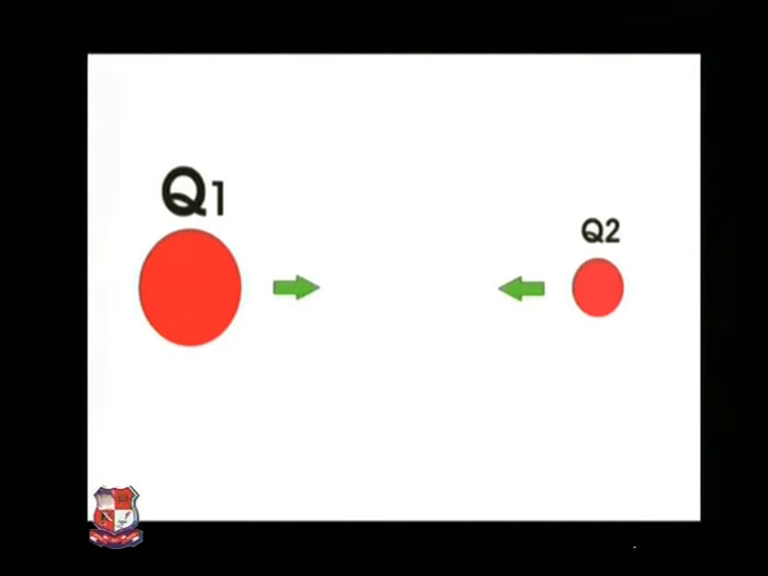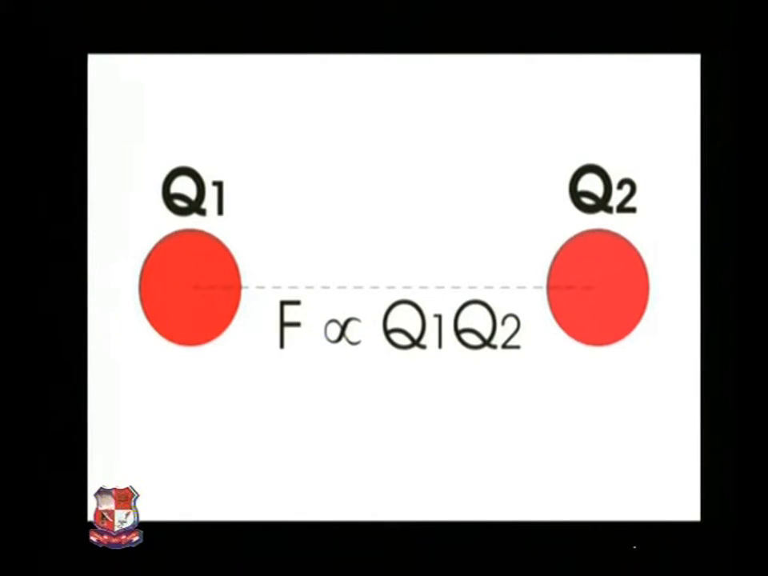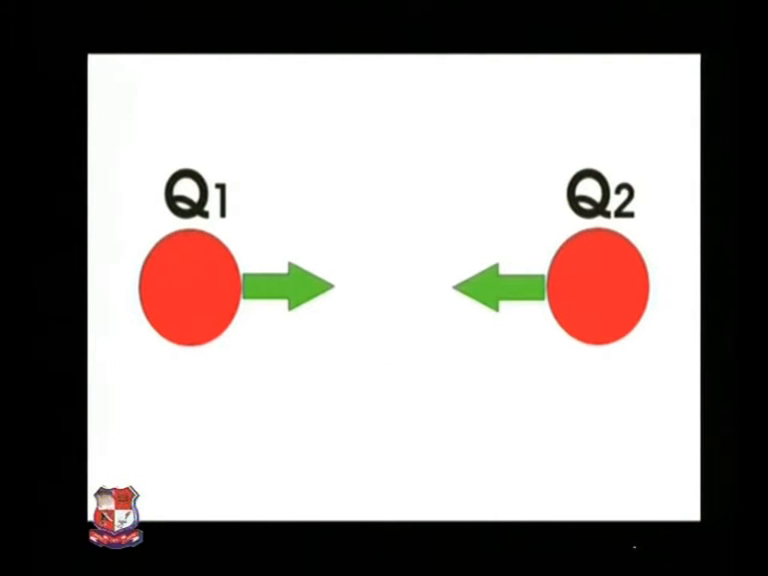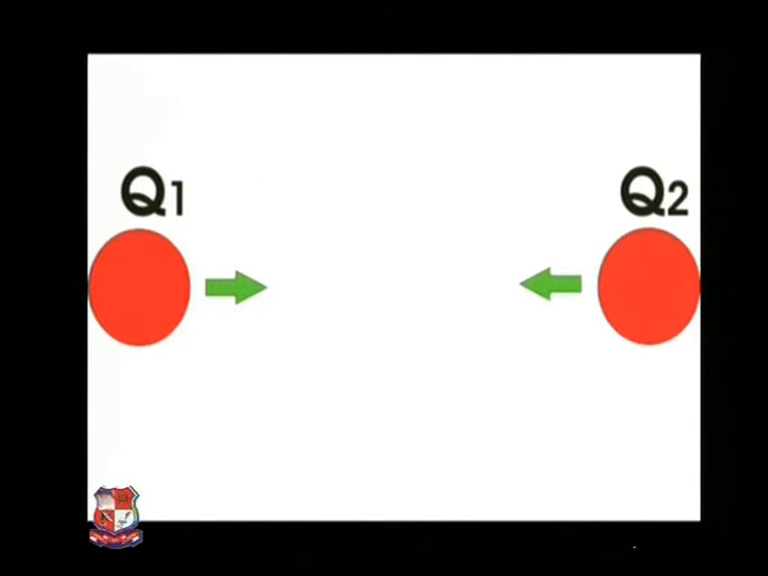According to Coulomb's law, force F between them is directly proportional to either Q1 or Q2, or in other words, F is proportional to the product of Q1 and Q2. Now, by keeping their charges fixed at Q1 and Q2, if we bring the charged bodies nearer to each other, the force between them increases. And if we take them away from each other, the force between them decreases.